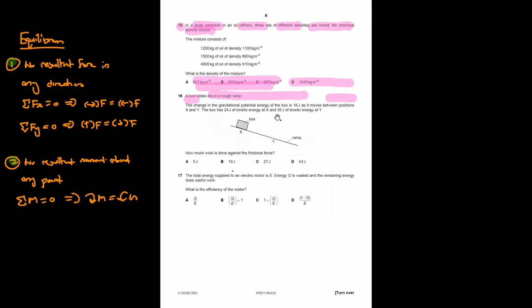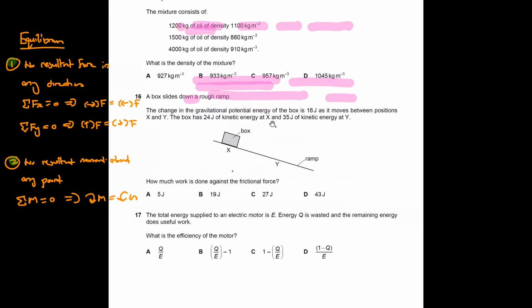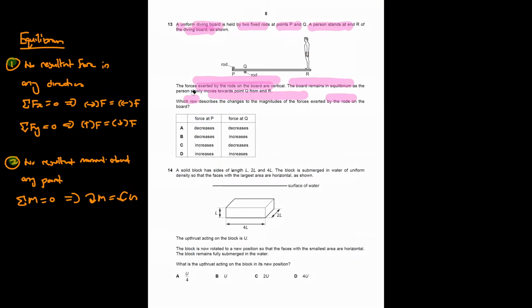Okay, so let me just try and zoom in a little, so that it's easier for us to see this question. In my case, you want to find out how the magnitude of the forces exerted by the rods change. Let's just first identify what are the forces acting on your board. You have the person standing at R who has a weight of W here. And then you have the rods at the other end.